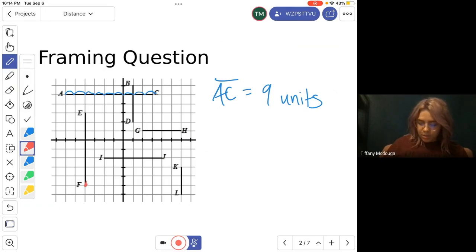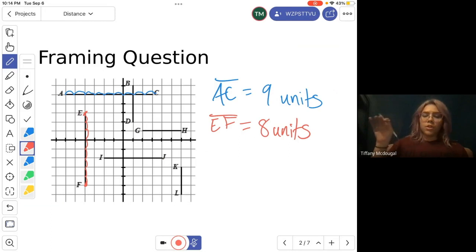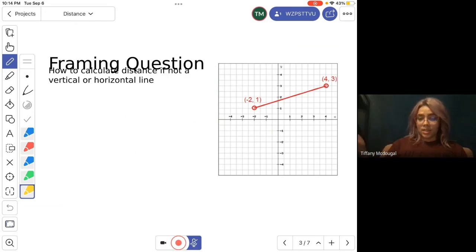Let's do the same thing for F and E. Line EF. And I'm putting that little line on top because that's the notation to tell you that it wants the line. And I count from E to F. 1, 2, 3, 4, 5, 6, 7, 8. 8 units. And as long as the lines are vertical or horizontal, like all of the ones we see here, right? Straight up, straight down, we can count the boxes and we can figure out the distance.